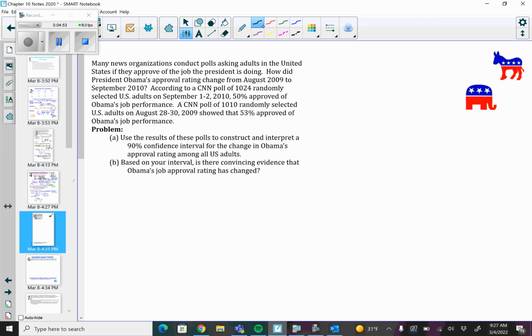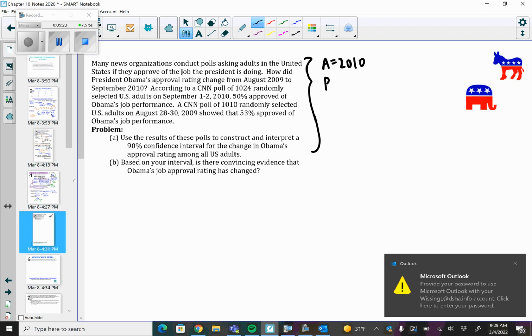Part A asks us to use the results of these polls to construct and interpret a 90% confidence interval for the change in Obama's approval rating among US adults. And then, based on your interval, is there convincing evidence that his job approval actually changed? As with a lot of examples, I want to take some time to look at what we have here and give the information from the problem a chance to settle in our minds. So just to help things out, I am going to say A is 2010 and B is 2009.